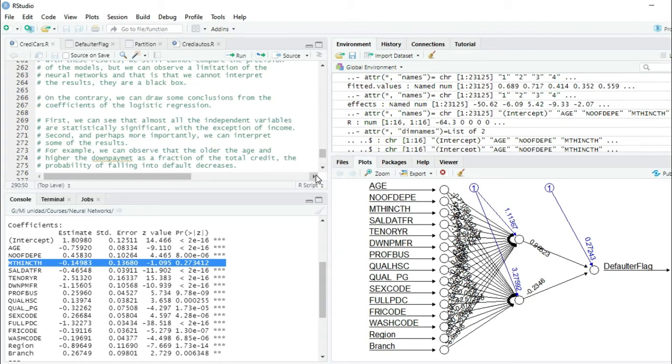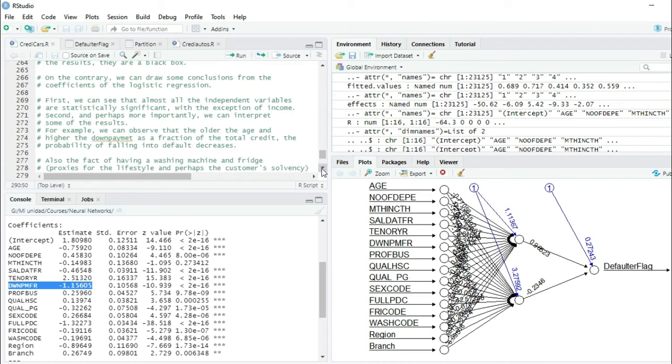Secondly, and perhaps more importantly, we can interpret some of the results with the signs of the coefficients. For example, we can observe that the older the age, it has a negative coefficient, and also the higher the down payment fraction, the down payment as a fraction of the total credit, they decrease the probability of falling into default. As you can see, they have a negative coefficient.